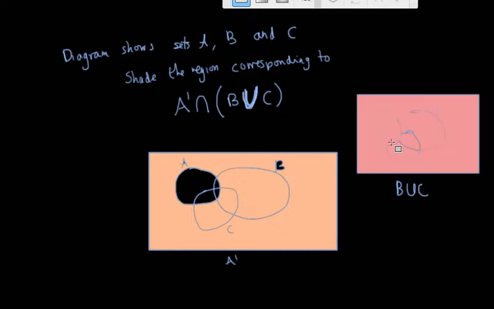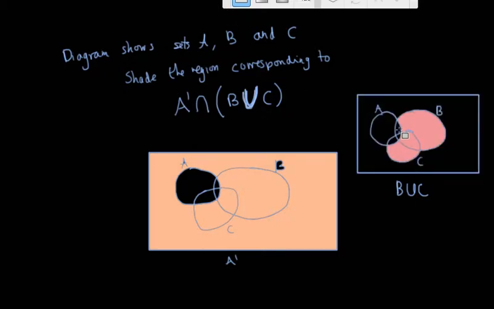Oh, not that one, that's coloured in everything. That's coloured in the wrong bits too. Basically, I'll just do it with the pen, it's going to be easier. So this bit here, this little bit in here, and this bit here is also going to be B in union with C.